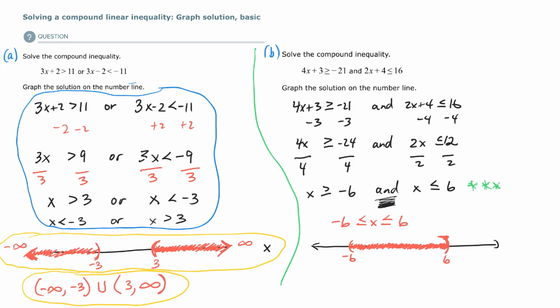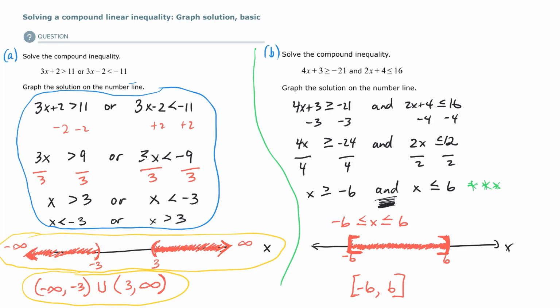So instead of putting a parentheses, we symbolize that with a bracket. The bracket will actually symbolize that we will shade positive 6. The bracket here will also symbolize that we will shade negative 6. So we shaded the true region. And let's write our final answer in interval notation. We simply take it from the picture, from left to right: bracket, negative 6, comma, 6, bracket.